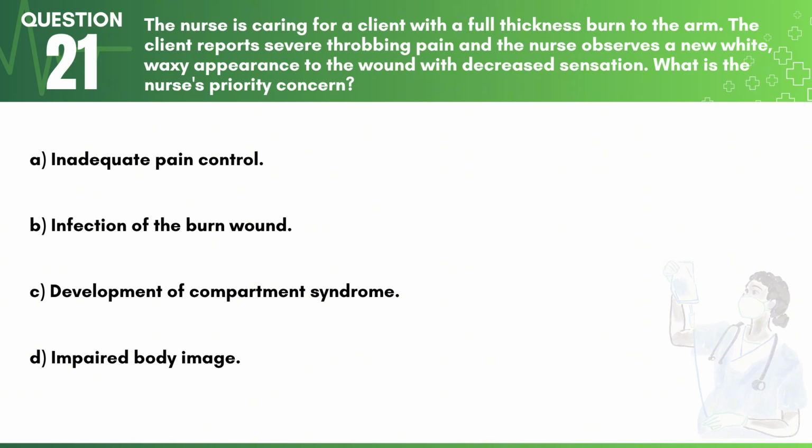Question 21. The nurse is caring for a client with a full-thickness burn to the arm. The client reports severe throbbing pain and the nurse observes a new white, waxy appearance to the wound with decreased sensation. What is the nurse's priority concern? A. Inadequate pain control. B. Infection of the burn wound. C. Development of compartment syndrome. D. Impaired body image.